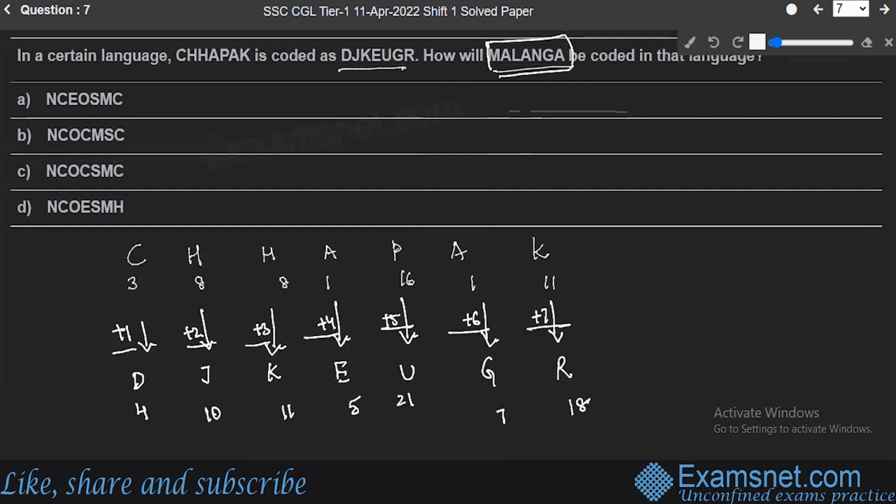Let's check out the options. Option C, D is the correct answer. Hope you understood this question well. Let's move to the next question then.